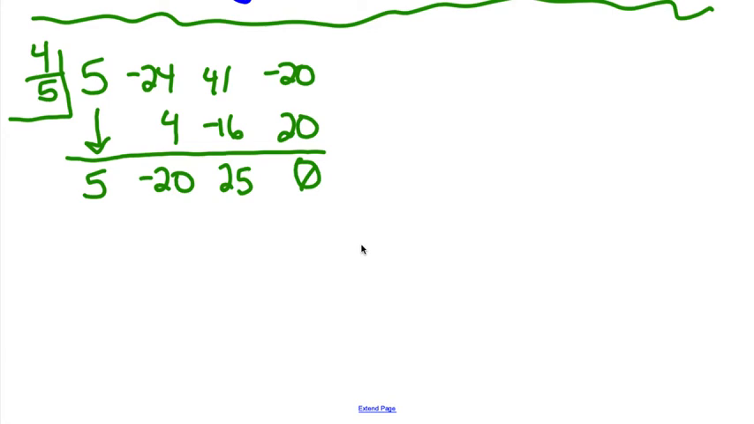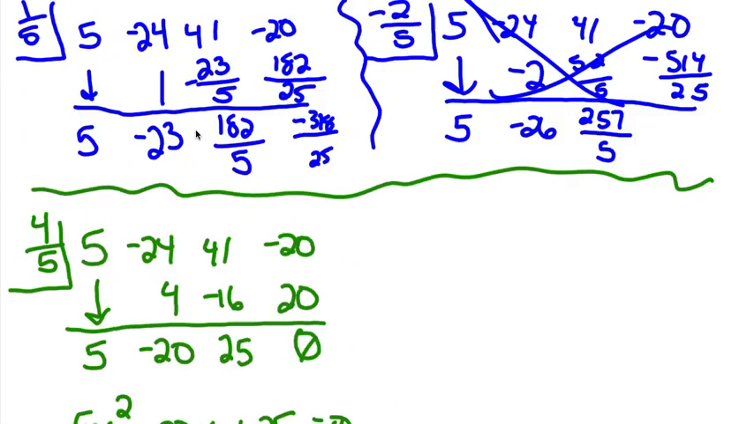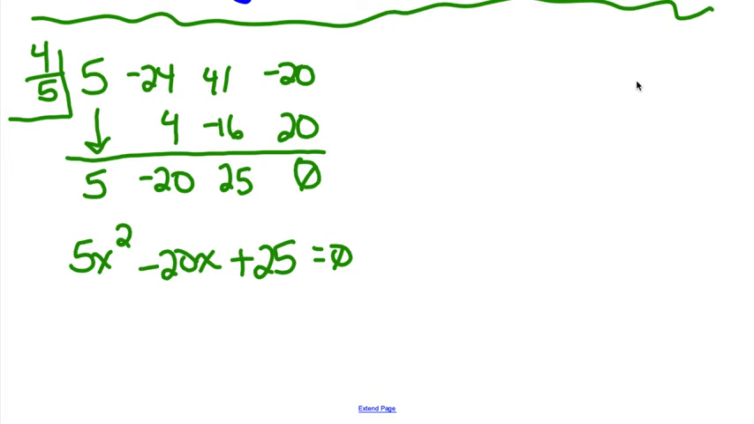This stuff right here, we have 5x squared minus 20x plus 25. And again, equals 0 that has nothing to do with this 0 right here. It just has to do with the beginning problem being equal to 0. This is the remainder of 0. It has nothing to do with being equal to 0.